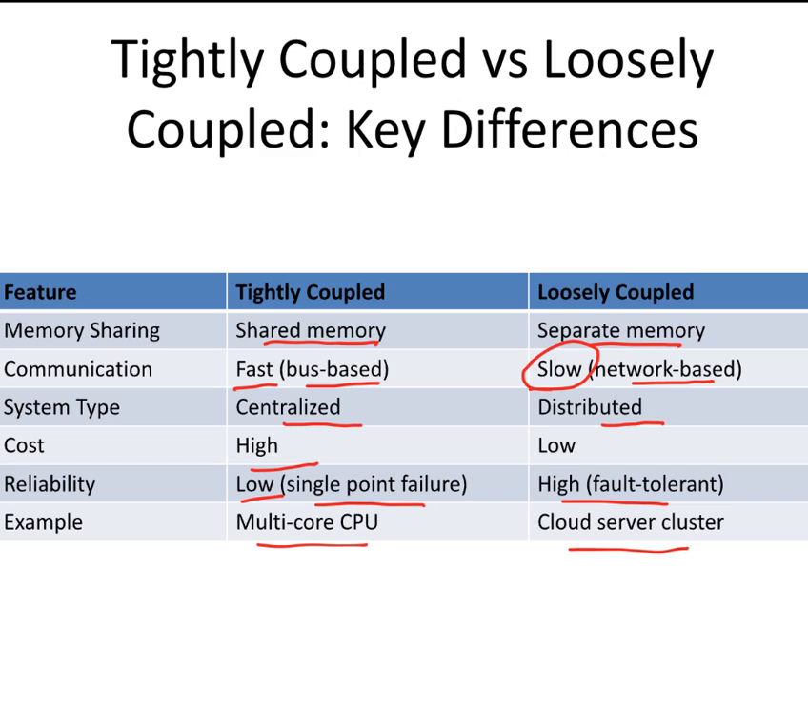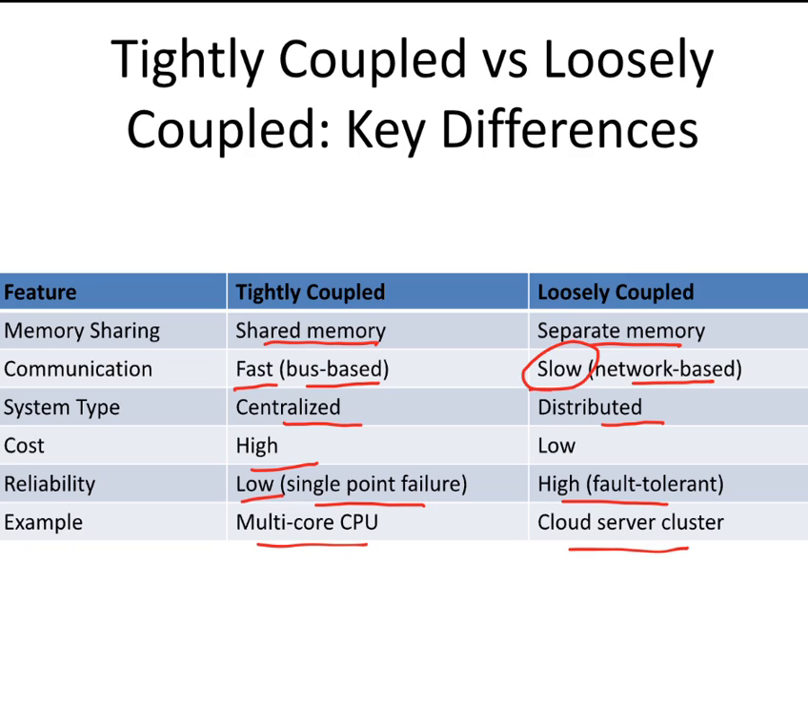In real life, I can give you an example. If you are thinking of a tightly coupled system, it is like siblings sharing a single bedroom. They constantly interact with each other and share everything day to day. So we can consider that a tightly coupled system, whereas loosely coupled systems are more like your friends living in different houses.